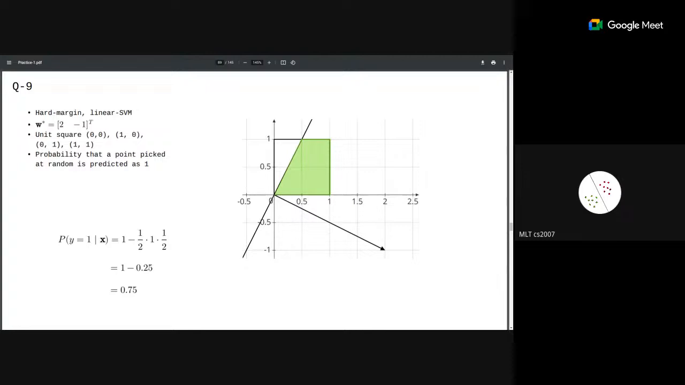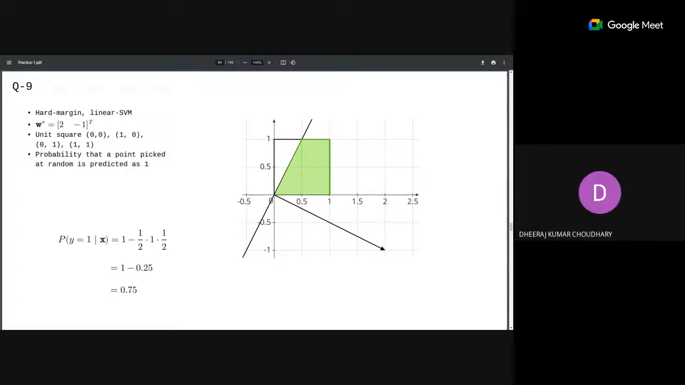Did everyone get this part? I have one question. What happens to the margin here? So this is a decision boundary, right? Yeah, the margin is 1 by norm W star, right? That will still be there.